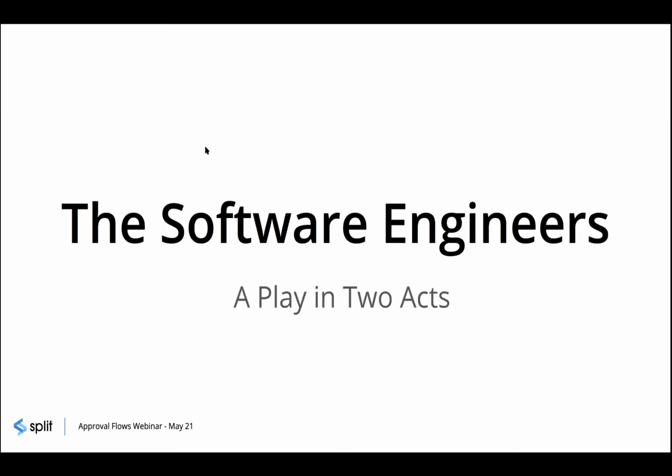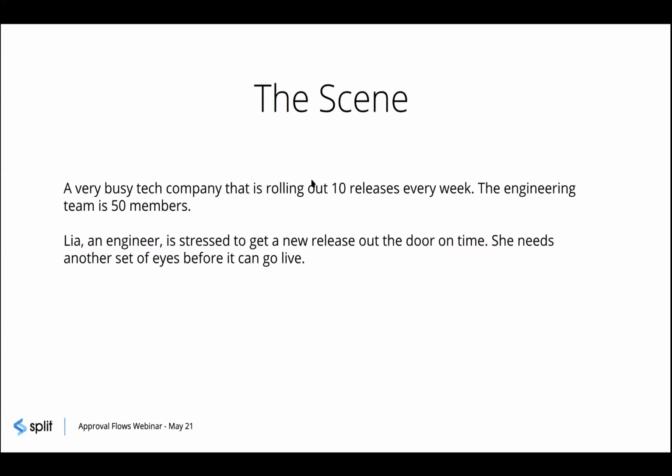Now we're going to the software engineers, and this is a play in 2 acts. We're going to set the scene here. It's a very busy tech company, and they roll out about 10 releases every week. The engineering team is 50 members. We're going to open this scene on Leah, an engineer who's stressed out to get a new release out the door on time, and she needs another set of eyes before it can go live. This can be for internal or external audiences.